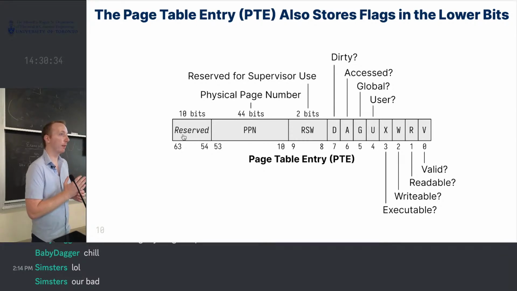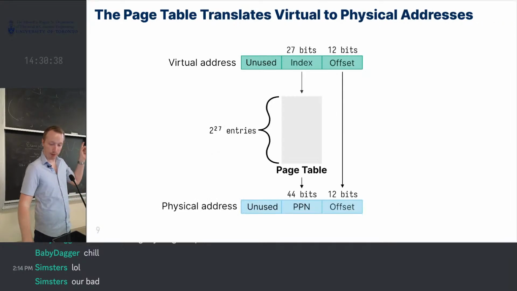So the offset you don't have to translate in the page table entry. Here the offset stays the same no matter if it's a virtual page or a physical page, so we don't have to translate that part of the address. So this physical address is only 56 bits, 44 plus 12 in this case.